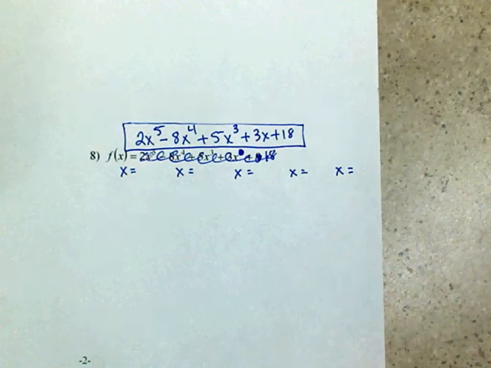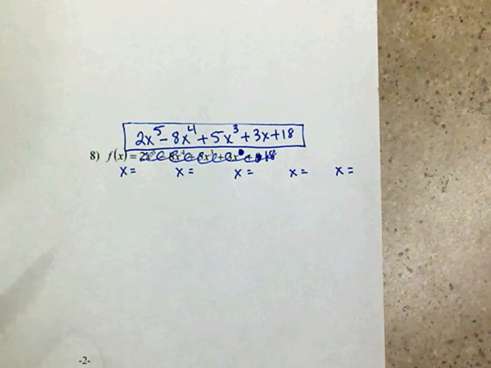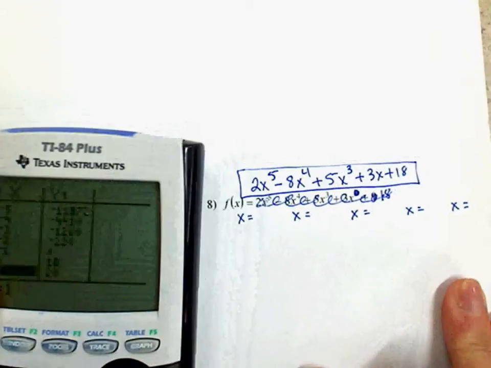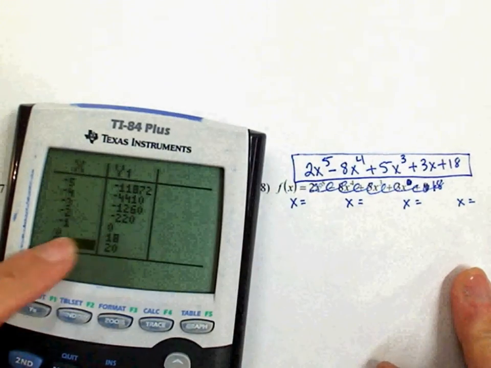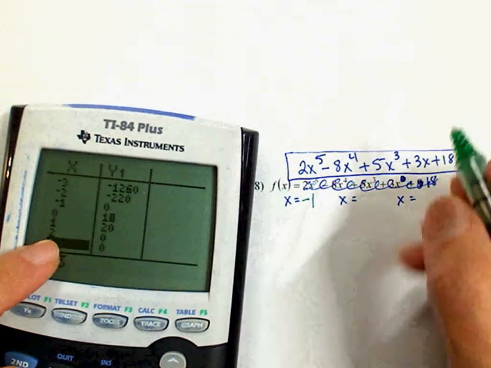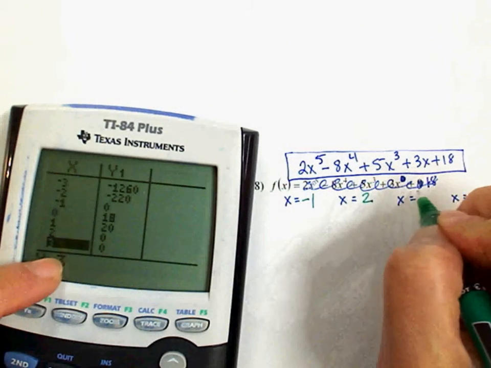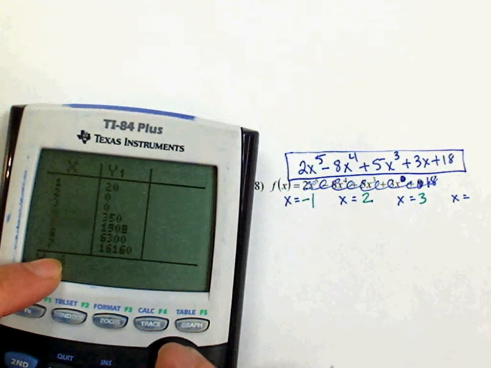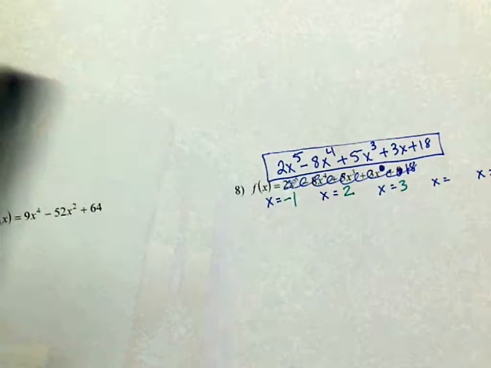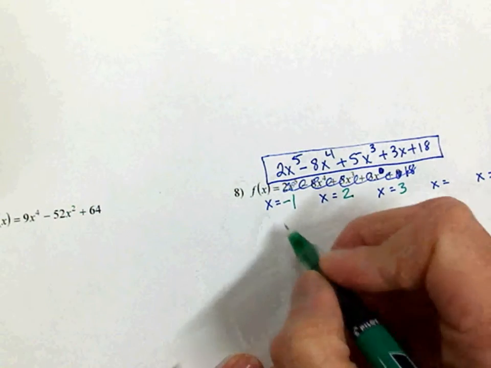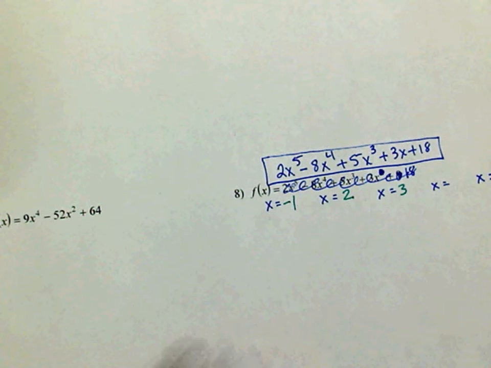The first one I can find is, if you look on the calculator, your y is 0, x is negative 1. I see another one, 2, 3, okay? You see any more? Well, that's all I've got. So there's 3 of my answers. So, first of all, I'm going to do synthetic division, and I'm going to use negative 1 first. Let's see if it works.